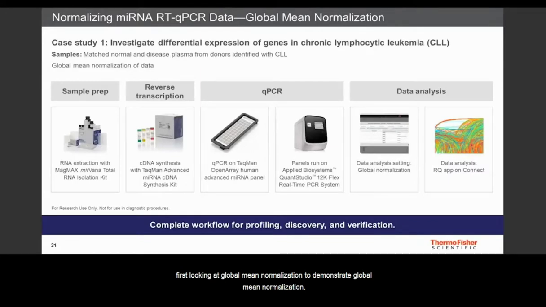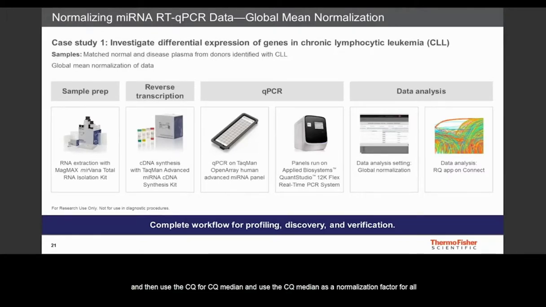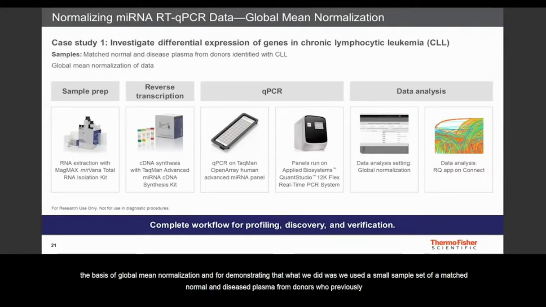To demonstrate global mean normalization, which is often used to normalize large sets of data in which several hundred or several thousand targets are investigated. And how does this work? Well, in global mean normalization, we look at targets that are common to all samples in a study, identify the CQ mean of all of these targets, and then use the CQ median as a normalization factor for all targets in the sample study. So that's the basis of global mean normalization.